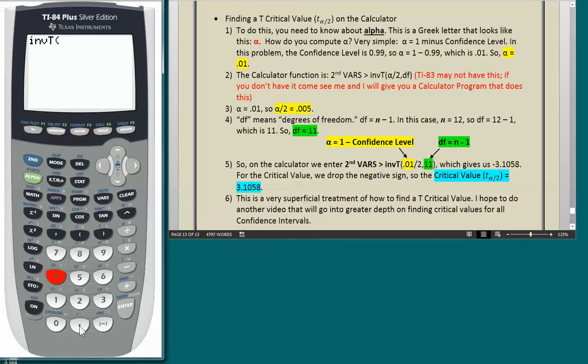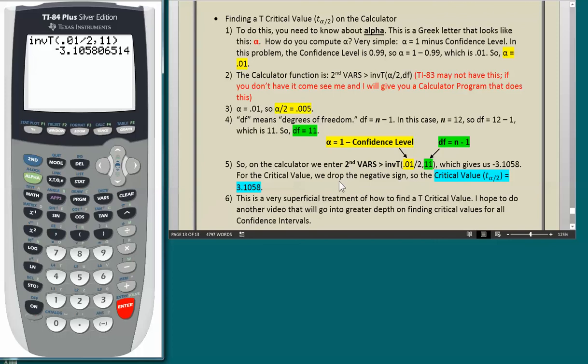So 0.01 divided by 2, comma, degrees of freedom is 11. We close our parentheses. We hit enter. And there's our answer, negative 3.1058. And that's what I put right there.